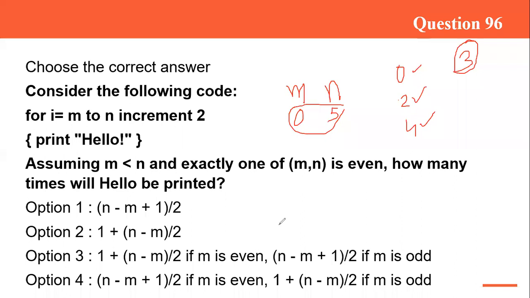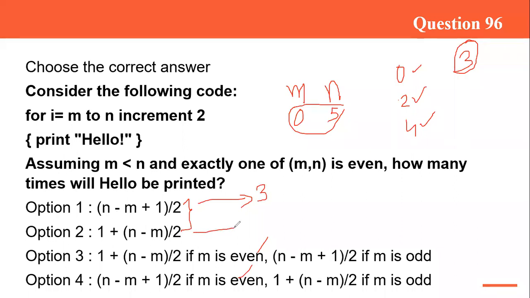For which formula? M is even. Here we have taken m as even. You have to take either this option or this option or this one or this one. First, check these two formulas. Then we can decide. I think first one or second one? First one you are getting. Okay, let us try. n minus m, that means 5 minus 0, which is 5. 5 plus 1 is 6. 6 by 2 is 3. Exact answer we are getting, 3. When m is even, this one is correct.